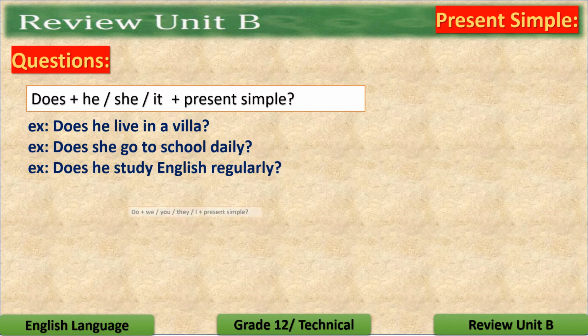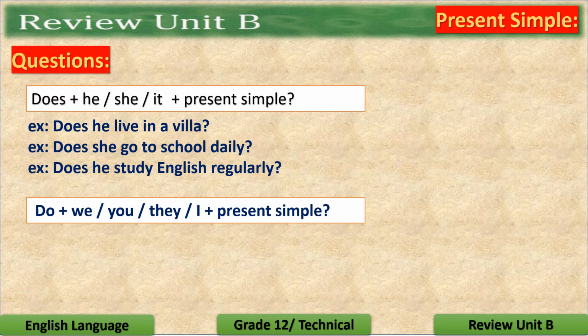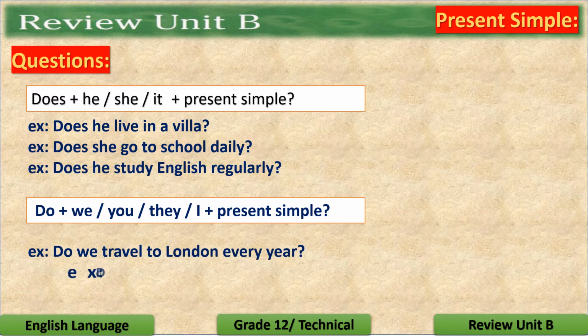While with plural subjects or I, we use do. Do plus subject plus present simple or base form. Like the examples, do we travel to London every year? Do I pray 5 times a day?